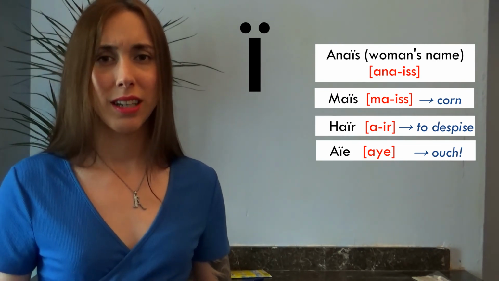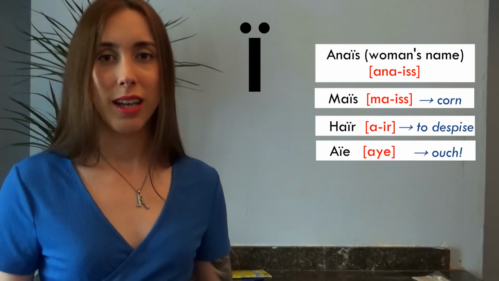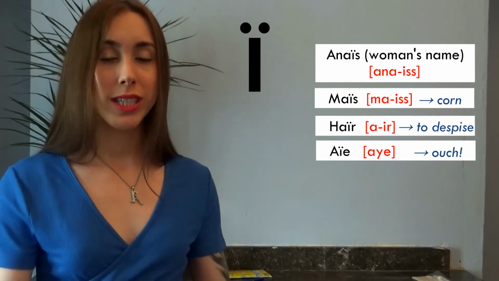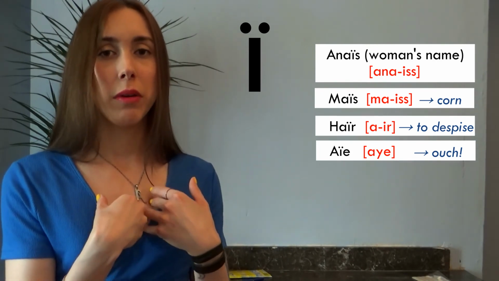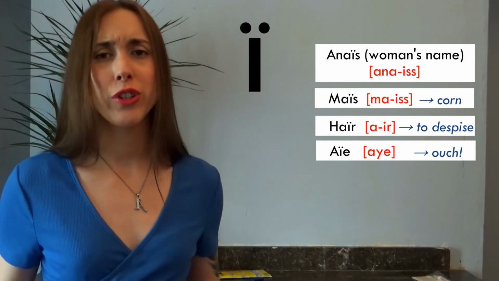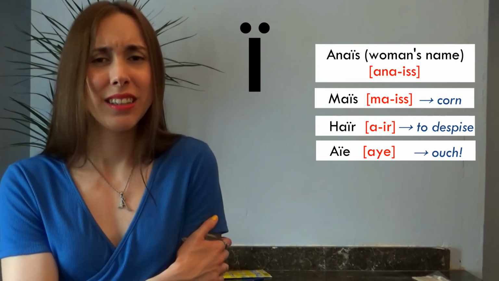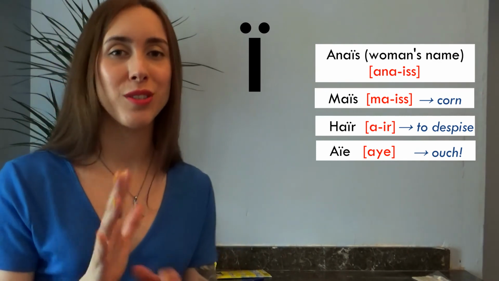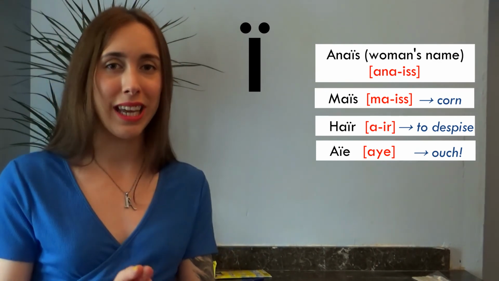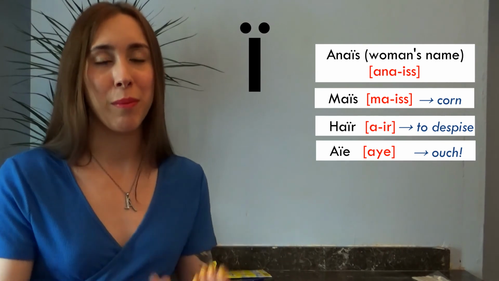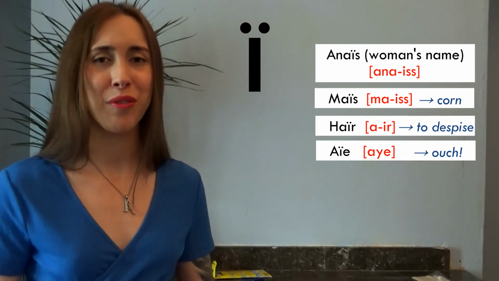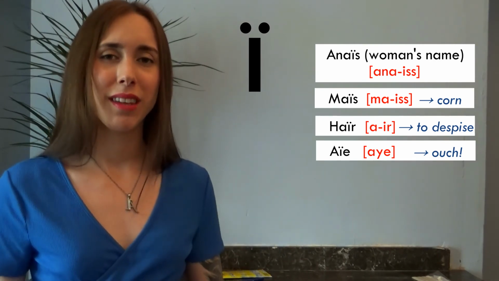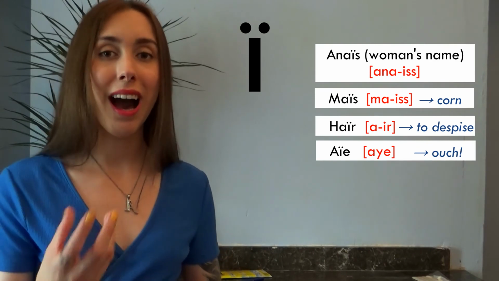Aïe, aïe, aïe. Just like when you say I in English, but this one means ouch, when you hurt yourself. So if you hear a French person saying that, don't be surprised. They are not actually saying I like I am, but ouch, I hurt myself. Aïe, aïe.